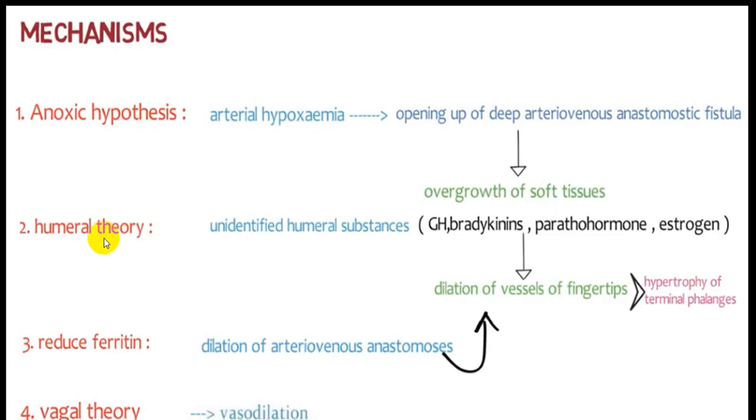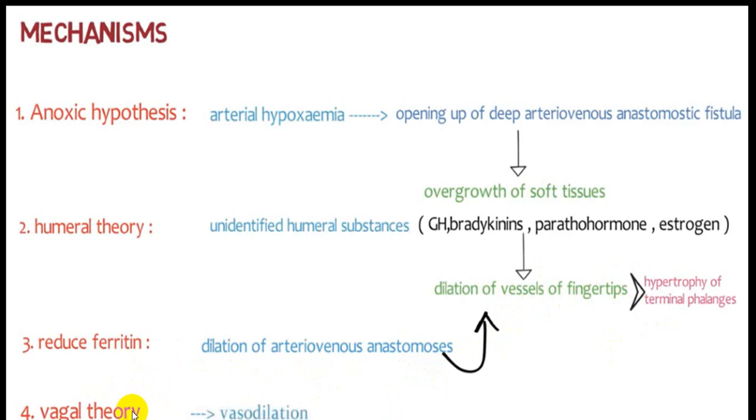So the anoxic hypothesis, humoral hypothesis, reduced ferritin level, vagal theory. In anoxic hypoxemia, there is development of AV fistulas and overgrowth of soft tissue. In the humoral theory, there is a release of certain endocrine hormones like growth hormone, bradykinin, parathormone, estrogen, etc., which also gives rise to dilatation of vessels in the fingers and hypertrophy of terminal phalanges. Reduced ferritin will result in dilatation of arteriovenous anastomoses, and again that will result in dilatation of vessels in the fingers. The vagal theory also suggests that there is a dilatation and it will finally end up in hypertrophy.